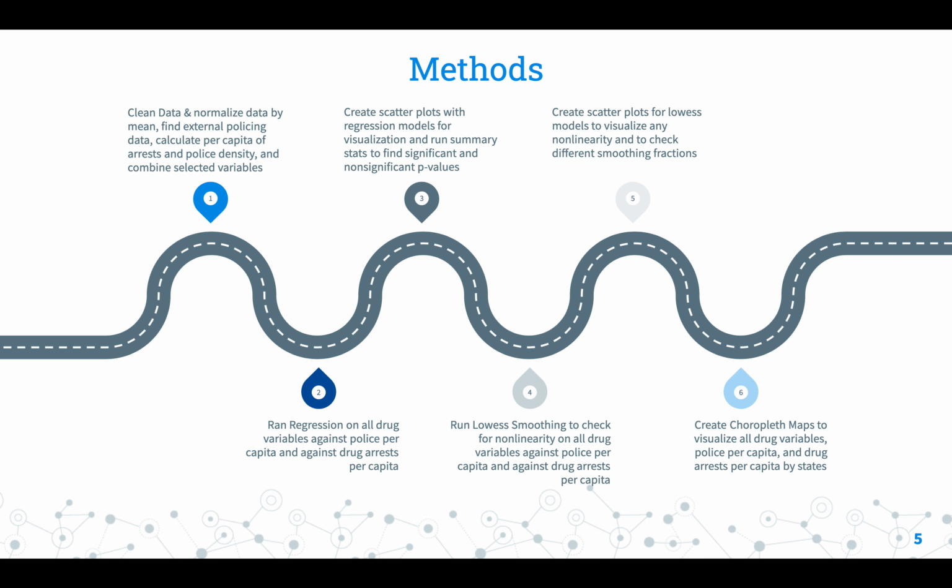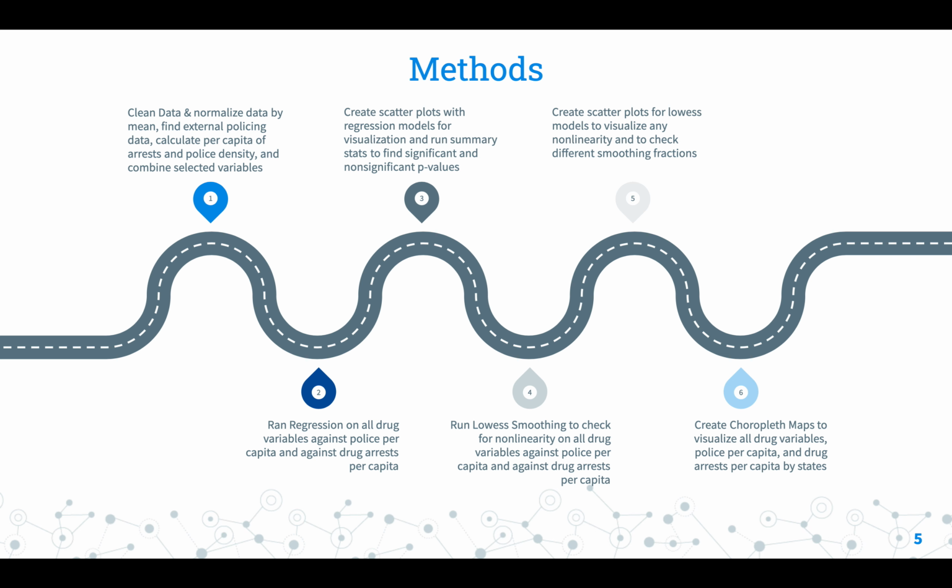The methods we used were to clean our data and normalize it by mean. Then we found external policing data and calculated per capita of arrests and police density, and combined all of our selected variables into one data file. We then ran regression on all drug data variables against police per capita and against drug arrests per capita. We then created scatter plots with our regression models for visualization and ran summary stats to find any significant p-values.